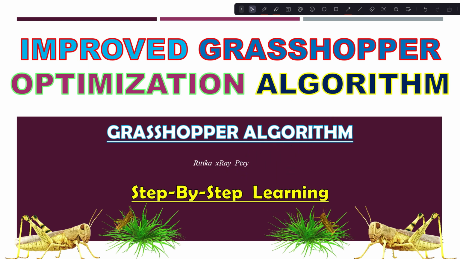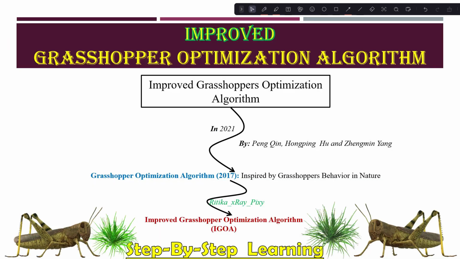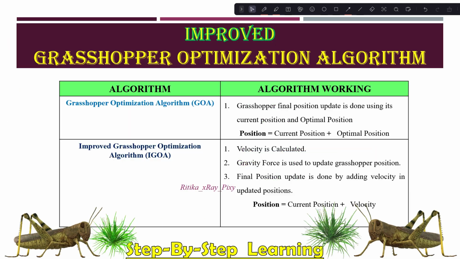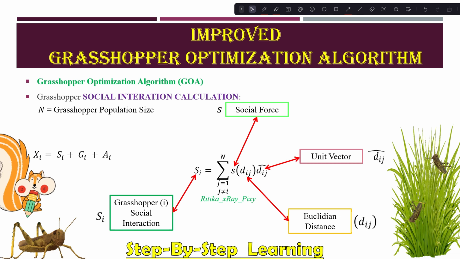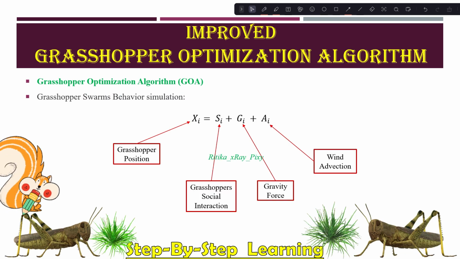In this video, we will try to understand how the improved grasshopper optimization algorithm is working, and for better understanding, we will compare the mathematical models used in the basic grasshopper optimization algorithm and in the improved grasshopper optimization algorithm so that we can easily understand how this algorithm is working.